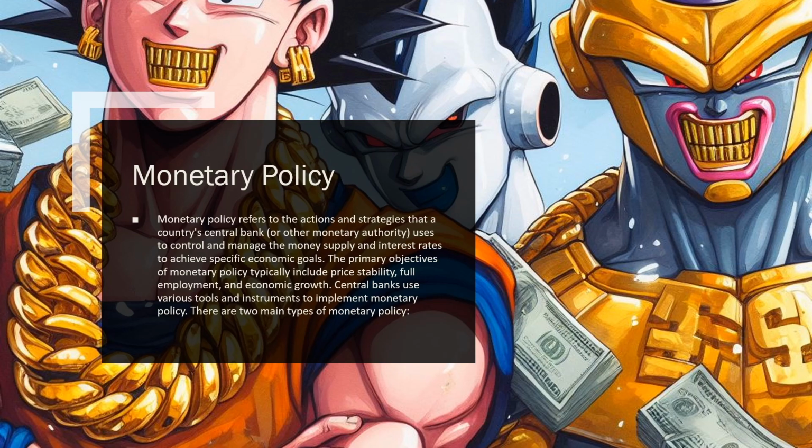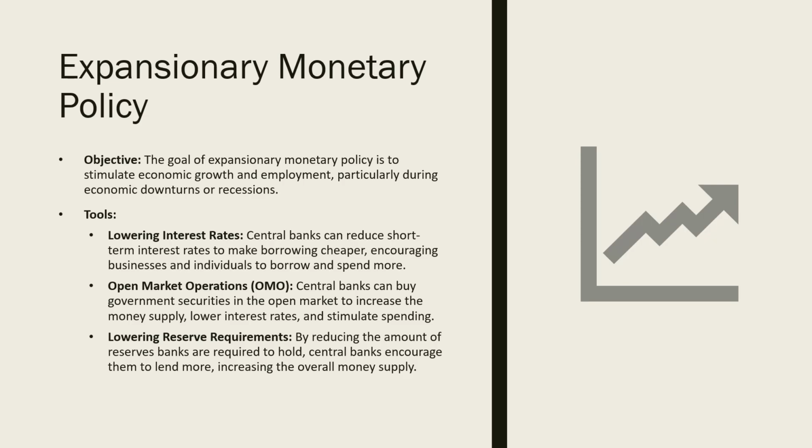There are two types of monetary policy. So there's expansionary monetary policy. With expansionary monetary policy, the objective is to stimulate economic growth and employment, particularly during economic downturns or recession. Sorry about the cars that you're hearing in the background. But its main purpose is to inject more economic activity, or to create more economic activity.